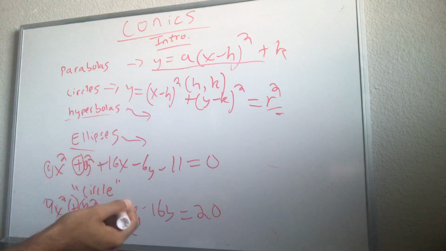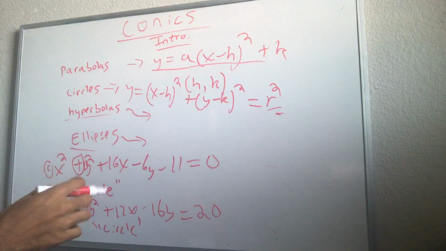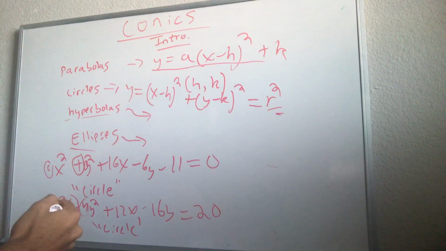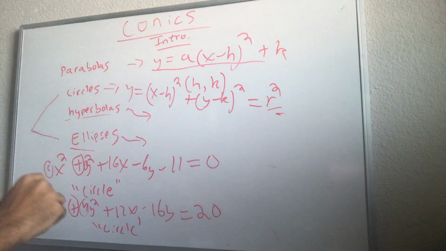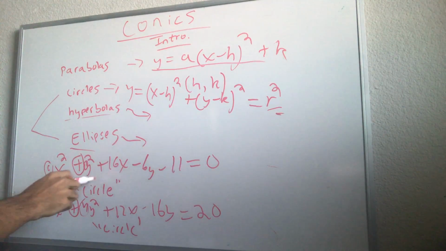And that will be an ellipse because you have the addition sign between the x squares and the y squares, but your coefficients are not the same. If they were the same, then you know that it's a circle. So they have a correlation because both have an addition sign between those two terms, the x squares and the y squares.